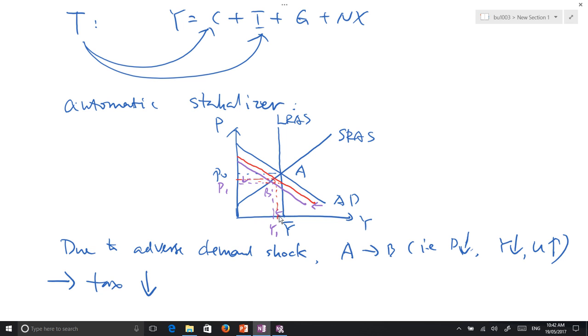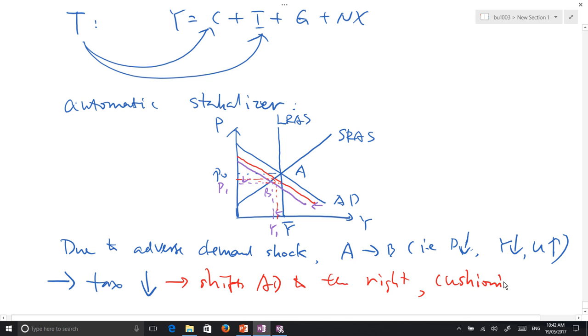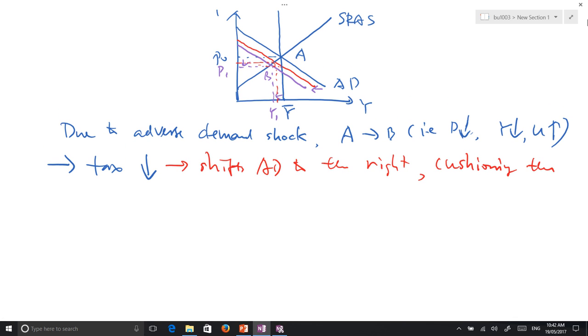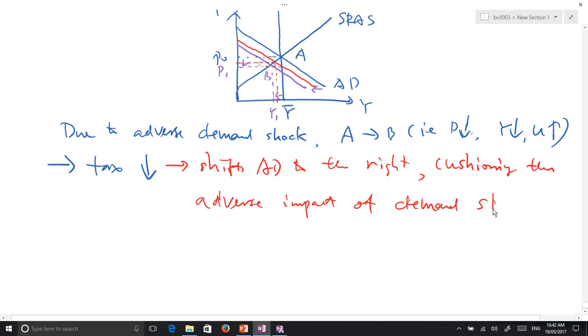So the tax automatically drops. So let's shift the aggregate demand curve to the right, cushioning the negative impact, the adverse impact of the demand side shock. Alright, so that's fiscal policy.